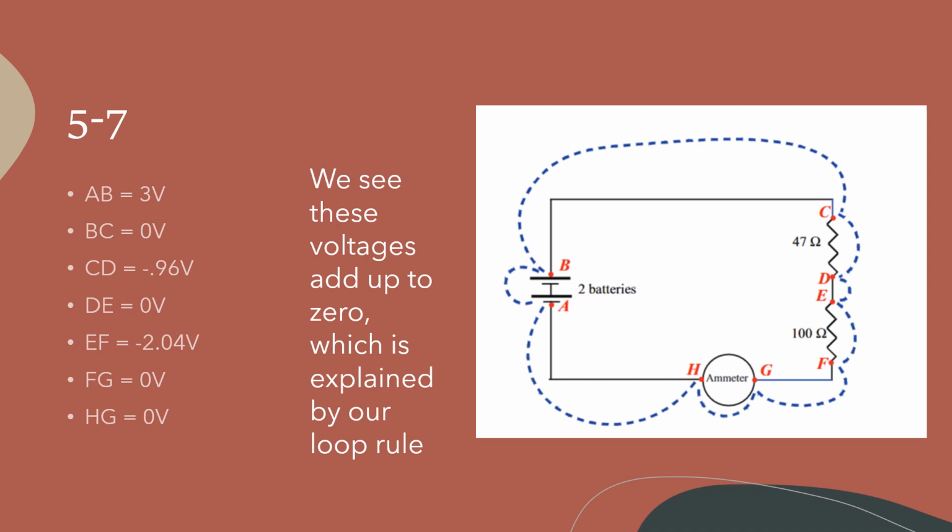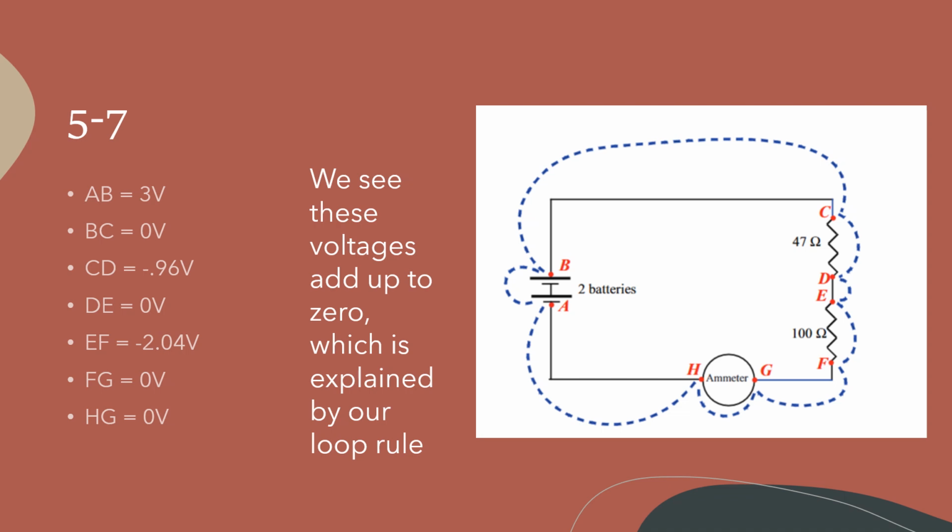5 through 7, we are now tasked with replacing the voltmeter and ammeter from before back with wires, making a regular circuit. We then find the potential difference across the points from A to B, B to C, C to D, and so on. When we do this, we find AB to equal 3 volts, BC 0 volts, CD negative 0.96 volts, DE 0 volts, EF negative 2.04 volts, FG 0 volts, and HG 0 volts.